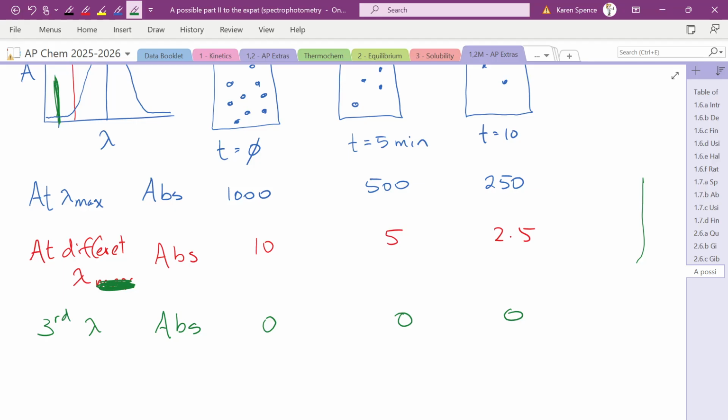Right? And over time, this one, after 10 minutes, I get 250. If I went to, say, 20 minutes, I would be down to half of 125, which is what, 62.5. But if I had this one, this would be 0.625, and that's getting too small to measure, right? And then this one would be 0. So we want that highest absorbance wavelength so that our data can be the most meaningful.